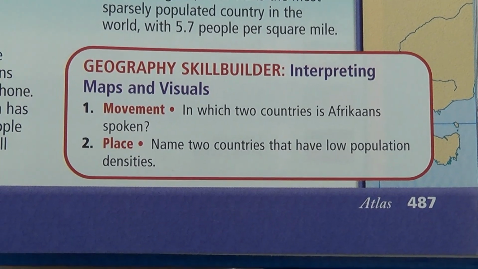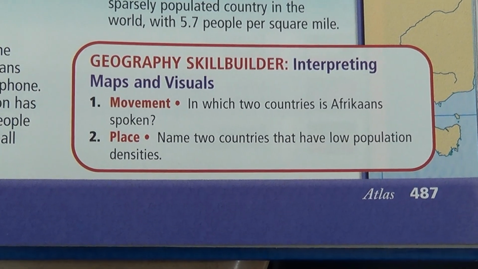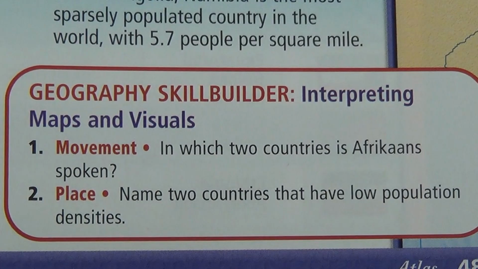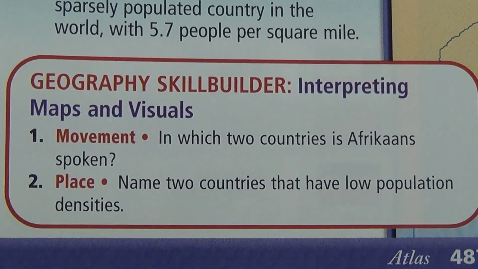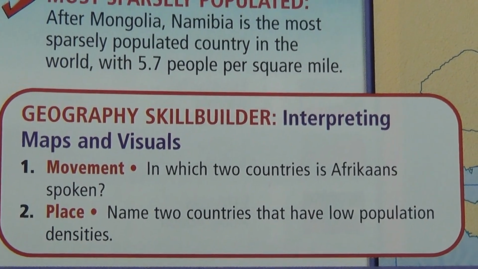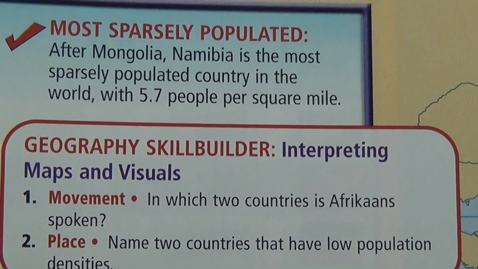We are looking at page 487 in our old geography textbook, and we're going to look at number 1. In which 2 countries is Afrikaans spoken? So first we have to figure out which map we're going to use. And our first step is to read the title.